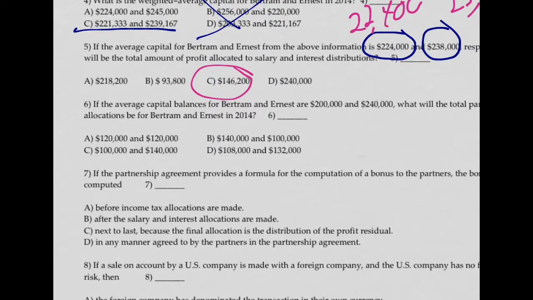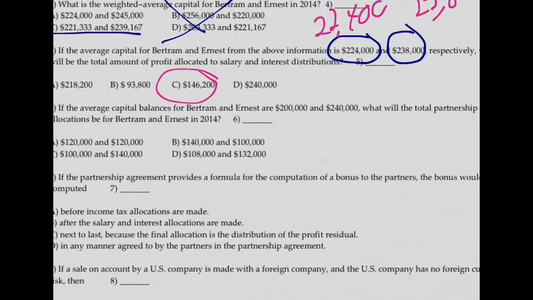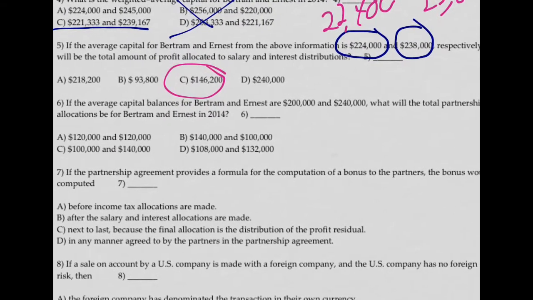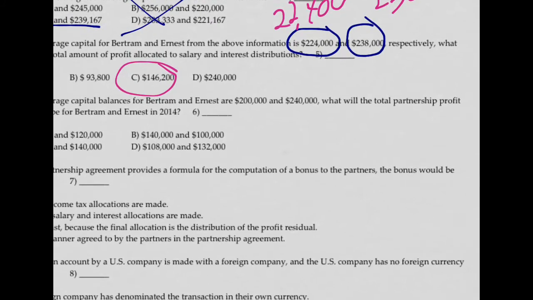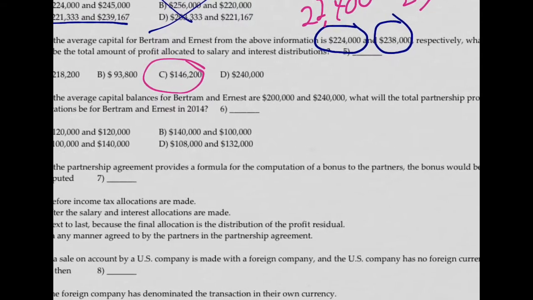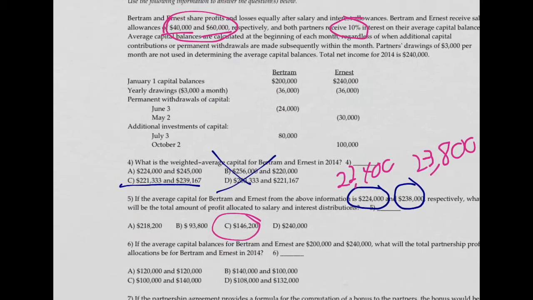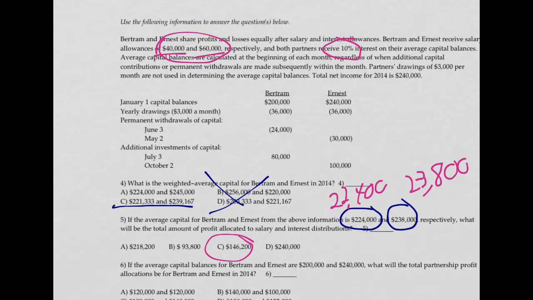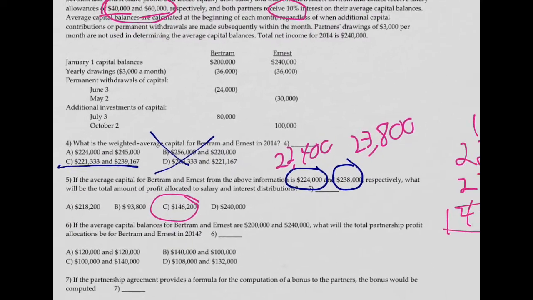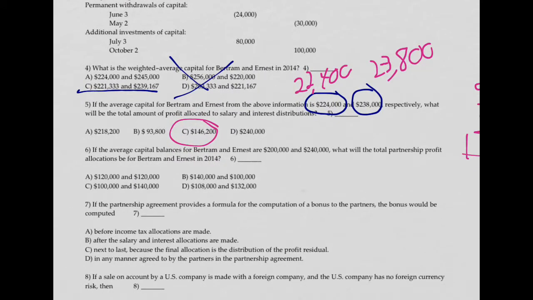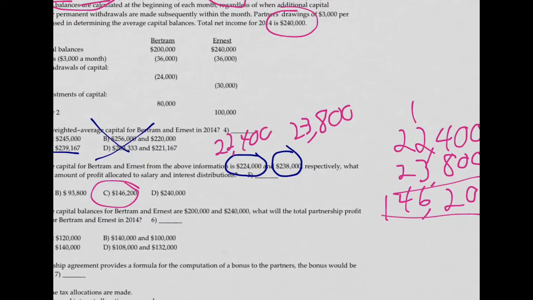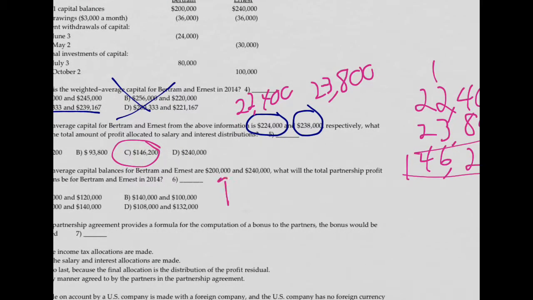Same thing with number 6. It's based on the agreement. These are the average capital account balance. What will be the total partnership profit allocations for Bertram and Ernest? The profit allocations would be based on the total profit, which is 240. So we're going after how we're going to allocate that. Well, we're going to get 10% here, 10% there. That's 24.